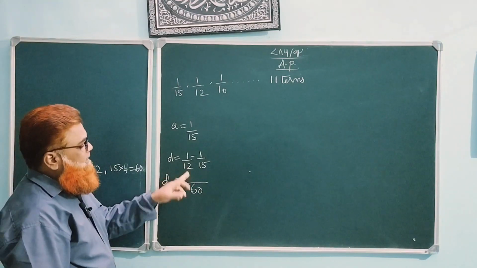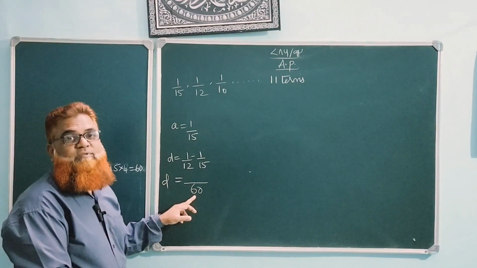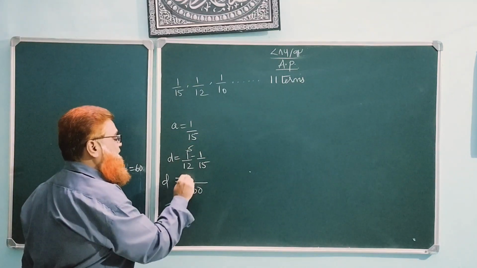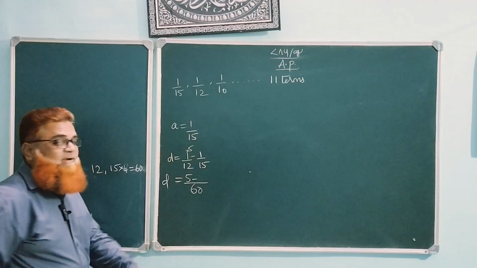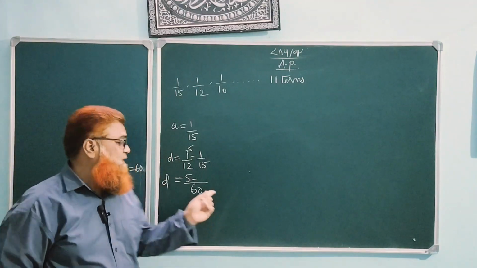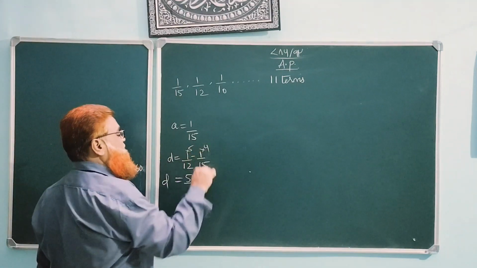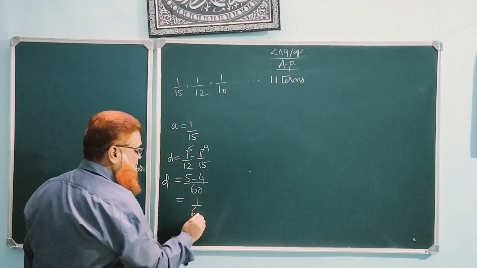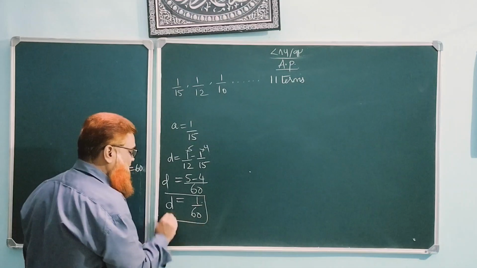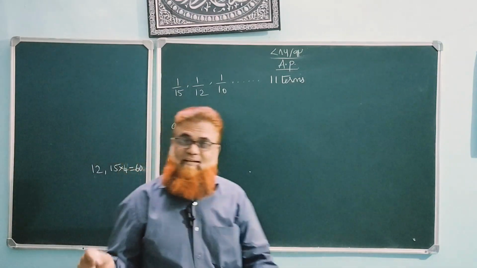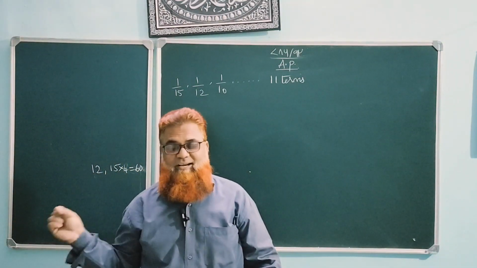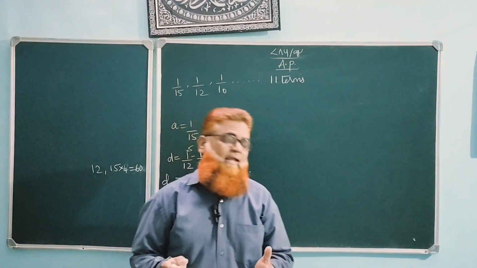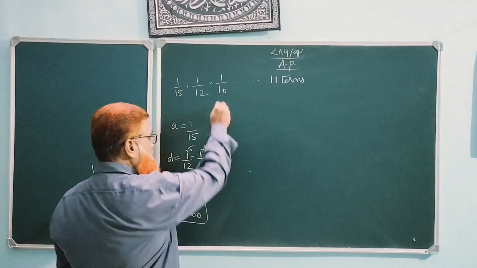Now, 12 divides 60 how many times? 5 times. 12 fives are 60, multiply it to the numerator, 5 ones are 5. 15 divides 60 four times. 15 fours are 60, multiply that with 1, you get 4. Then 5 minus 4 is 1, so 1 divided by 60. This is our common difference. We have taken a little strain in finding the common difference for rational numbers because they have denominators and we need to go for the LCM.